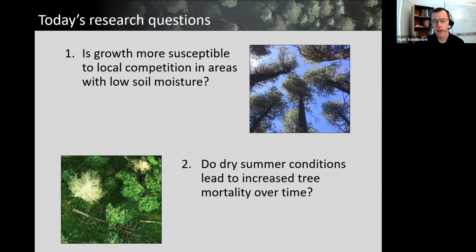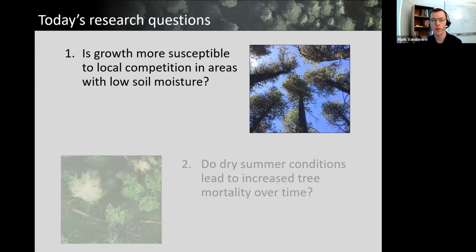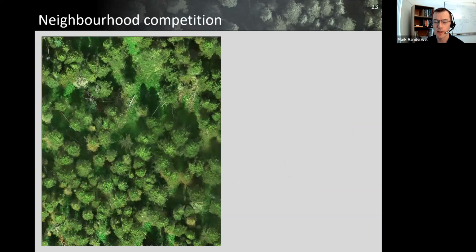So I've given a couple quick vignettes as to some of the data that we've been collecting, some of the things we've been looking at using this drone imagery. But for the rest of this talk, I wanted to focus in a little more depth on 2 particular research questions. The first of which is asking, is growth more susceptible to local competition in areas where there is low soil moisture? So what does it mean to say that trees are experiencing competition?